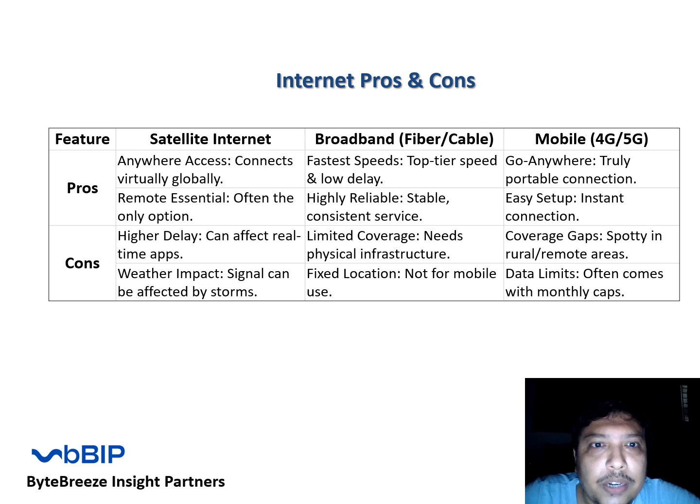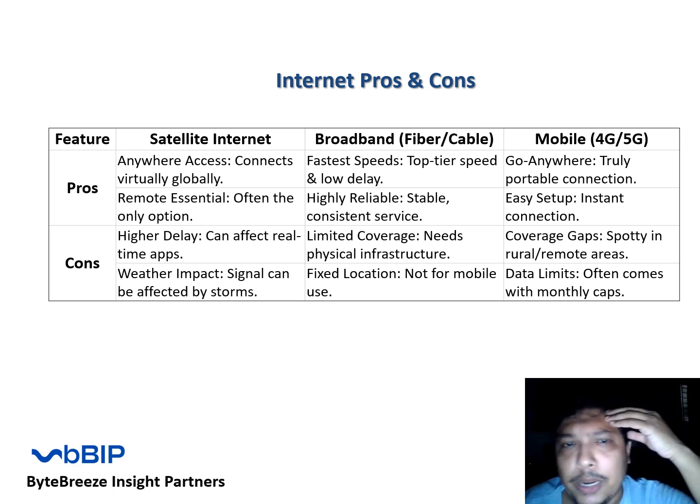Pros of satellite internet: it is available anywhere and connects virtually globally, which is essential for remote areas. The cons are higher delay, and weather can impact satellite internet. Pros for broadband are the fastest speed and high reliability, and the cons are that it needs physical infrastructure and a fixed location, so it is not for mobile use. For mobile internet, the main pro is a truly portable connection, and the cons are that in rural or remote areas availability might not be there, and it often comes with monthly caps. There might be limitations in mobile internet.